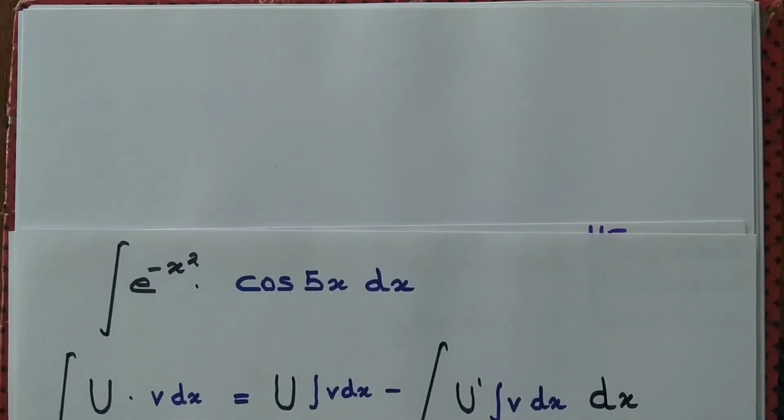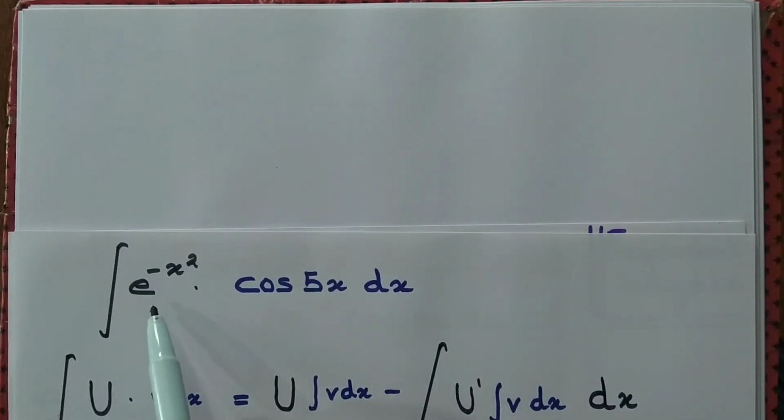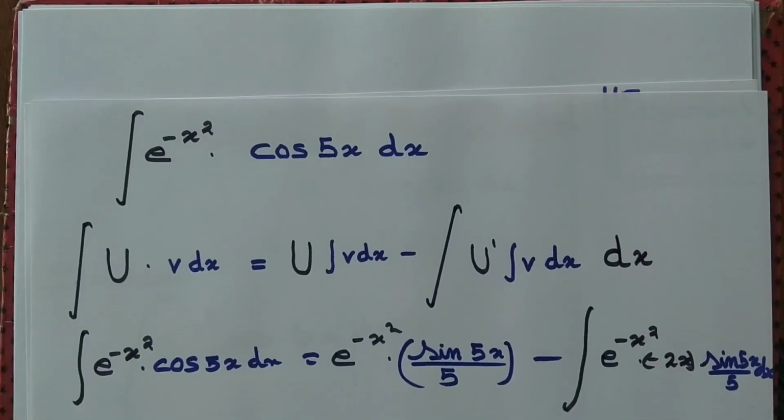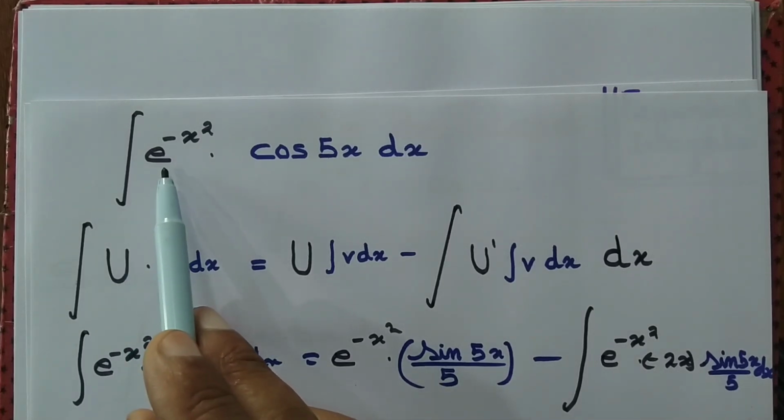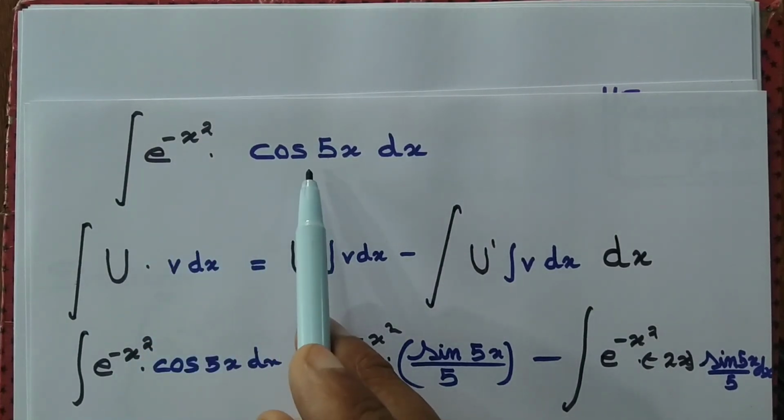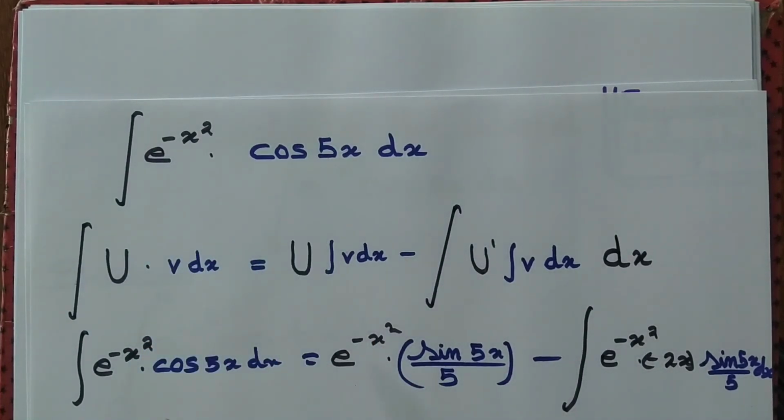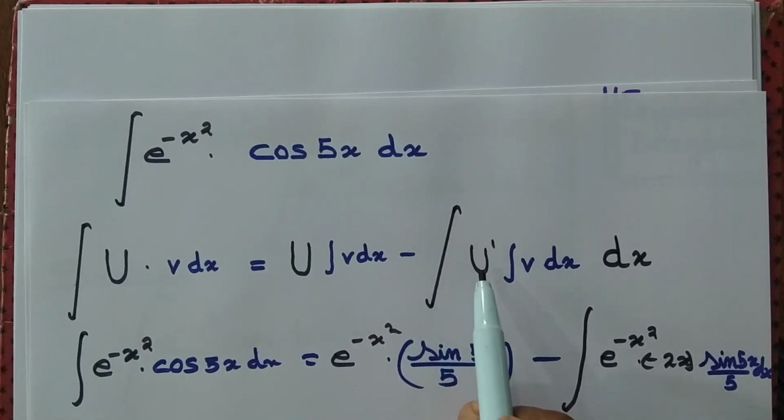Let's try. So we got the product of two functions, e to the power minus x square and cos of 5x. We take the first function to be e to the power minus x square and the second function to be cos of 5x dx, and we know that integration of a product of two functions is given by first function times integral of second function minus integral of derivative of first function and then integral of second function.